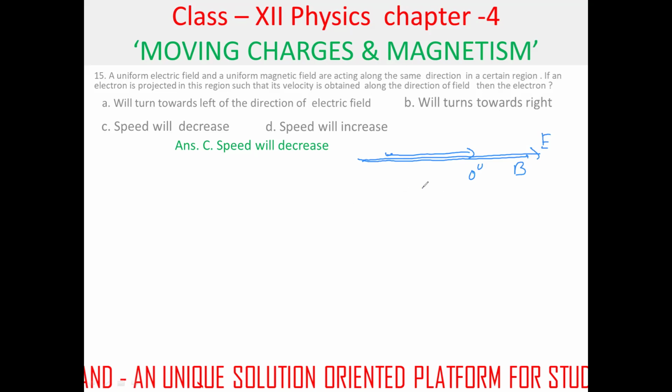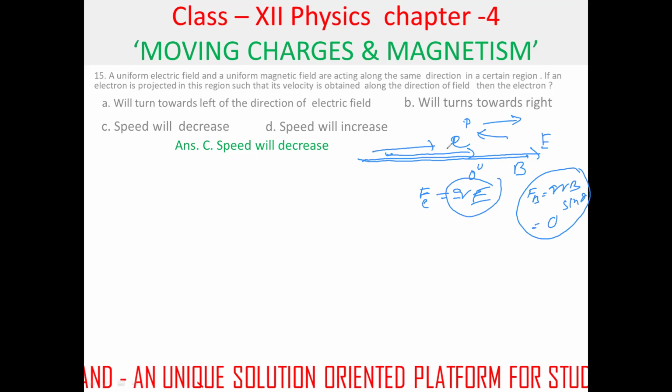Here the electric force due to the electric field is equal to qE. It is not 0, and it will be in the opposite direction, because it is an electron. If it were a proton, the force would be in the same direction. Now the force due to the magnetic field is qvB sin theta, and theta is 0, so the magnetic force is 0. So the electron is feeling only the electric force, which is in the opposite direction to its motion. So definitely the speed will decrease. Hope you got the answer. Let us go to the next question.